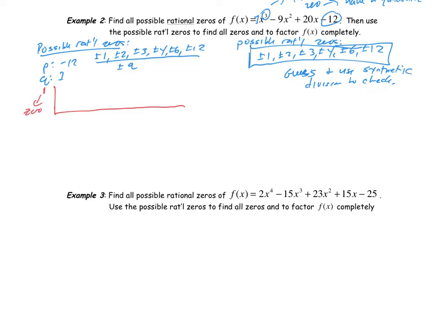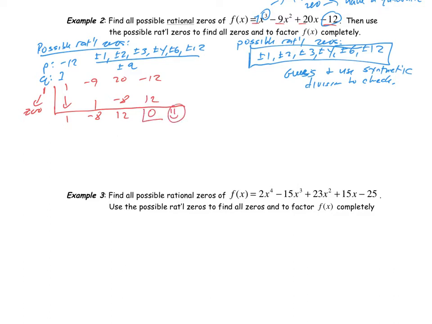With synthetic division, I'm going to put the coefficients of my function. So that'll be 1, negative 9, 20, and negative 12. There are no missing terms, so I don't need any placeholders. I'm going to go ahead and do the synthetic division. Bring down the 1. 1 times 1 is 1. Negative 9 plus 1 is negative 8. 1 times negative 8 is negative 8. 20 plus negative 8 is 12. 1 times 12 is 12. Negative 12 plus 12 is 0.